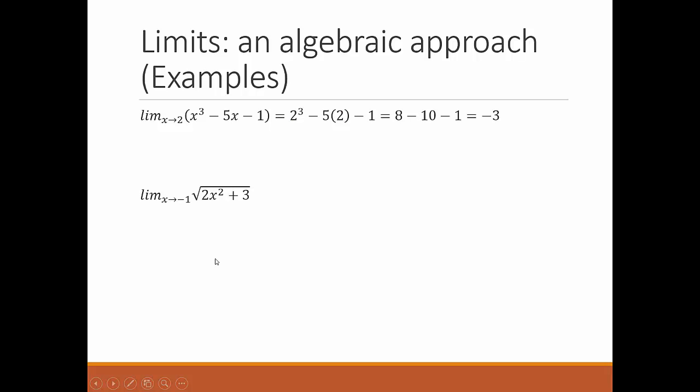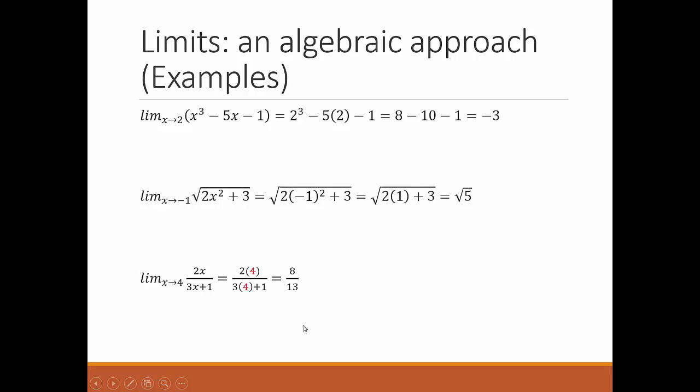How about this one? Can I plug in -1? I don't see why not. I'm not going to get a negative under my square root. As you can see, the first one, x cubed, that was a polynomial. Under this root here, x squared, that's a polynomial. And then this last one here, a rational function, I simply plug in these numbers and it gives me that limit.